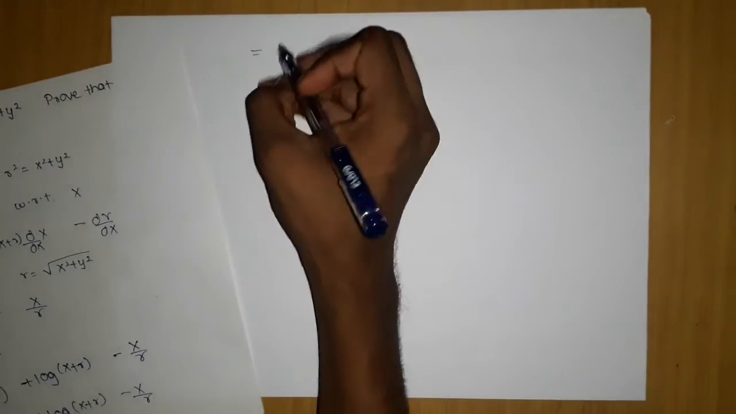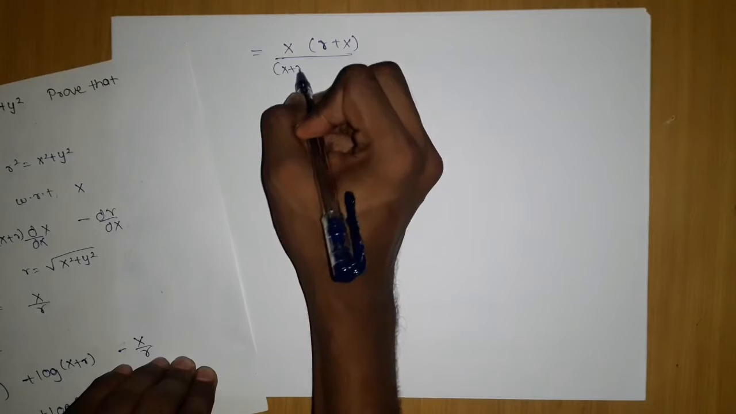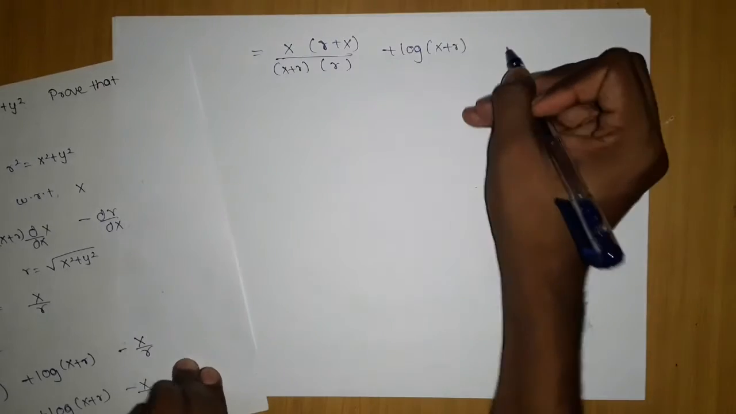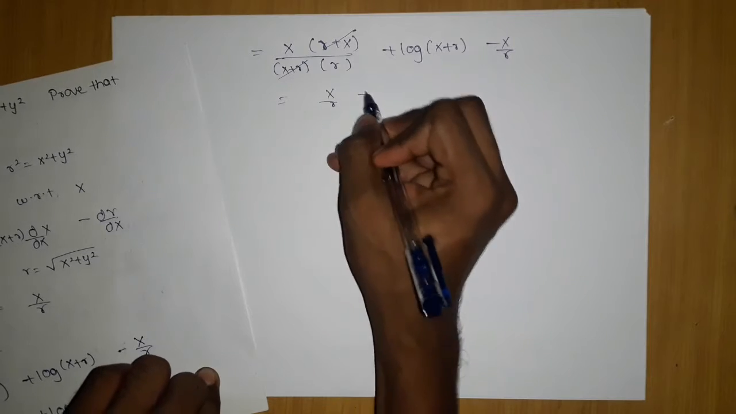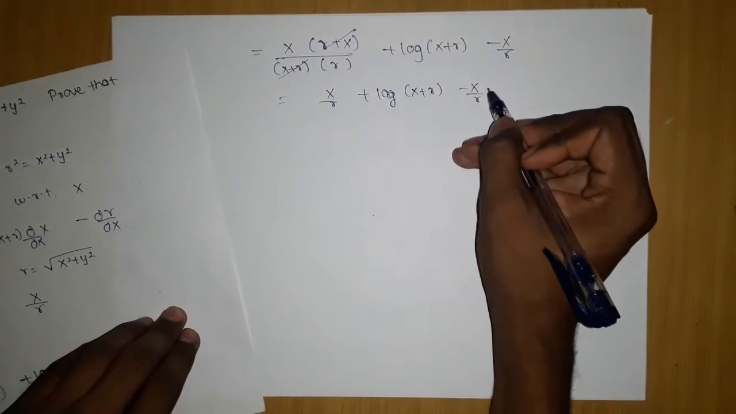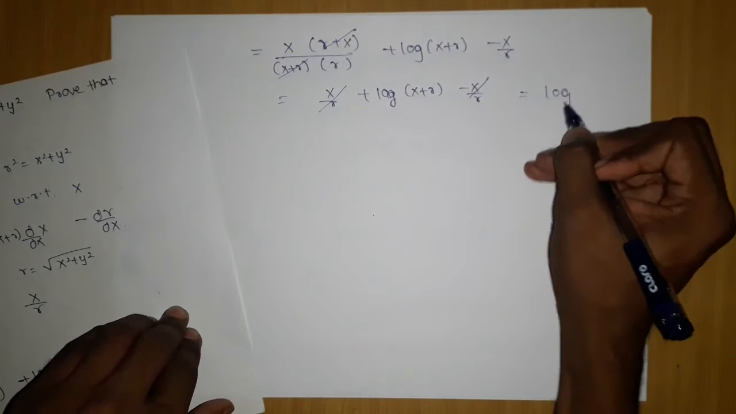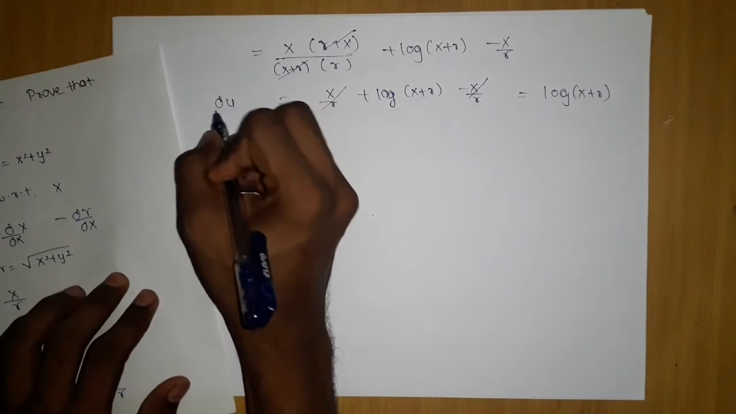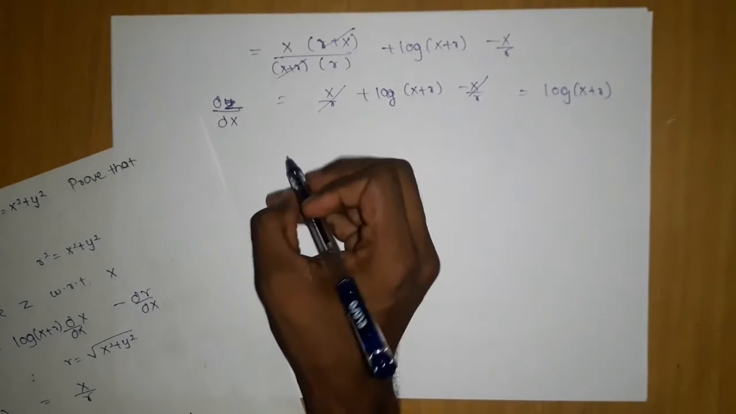Now further on, if we simplify, this will be x into (r + x) the whole by (x + r) into r, and here log(x + r) minus x by r. So here this and this will nullify, giving me finally x by r plus log(x + r) minus x by r. You can see that these terms will nullify, giving me finally log(x + r) as our main thing. Now you got ∂z/∂x.